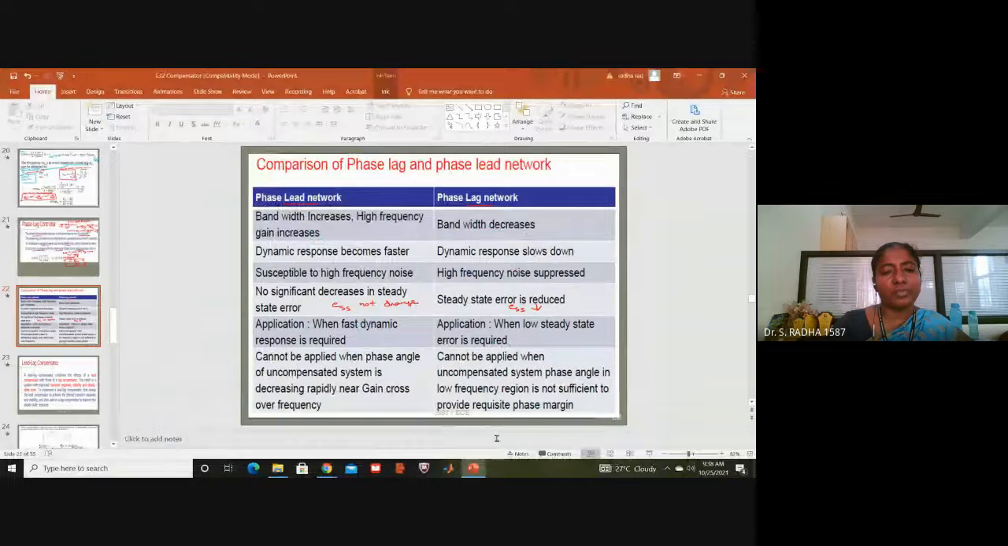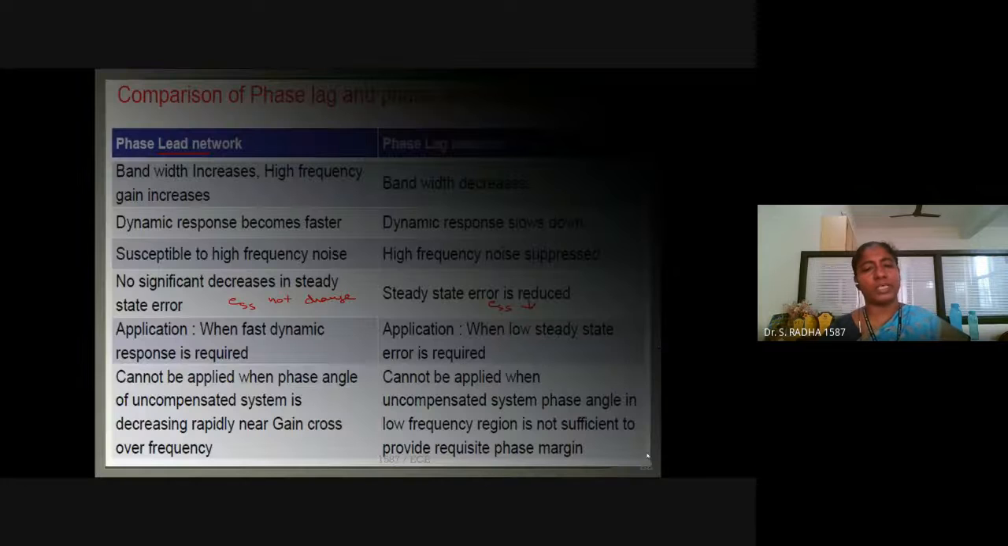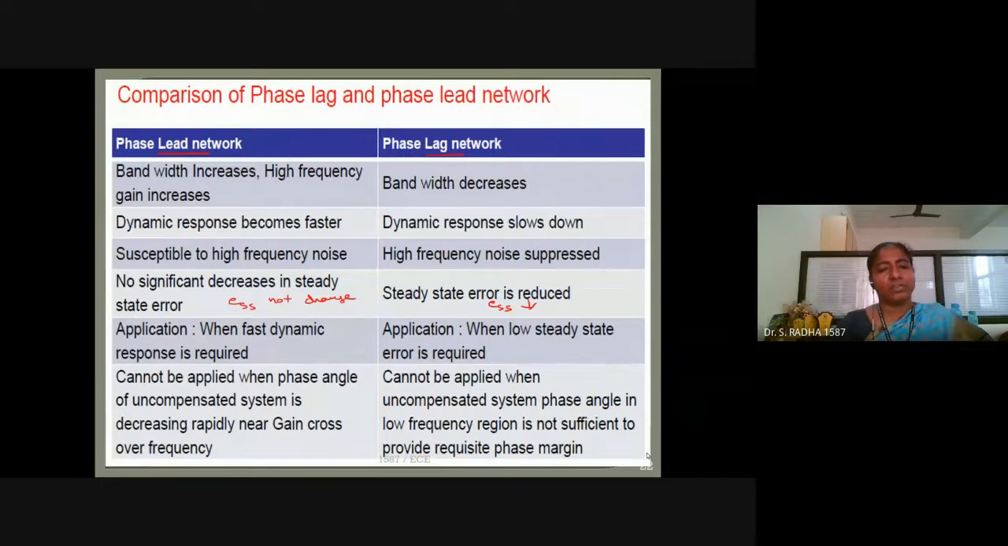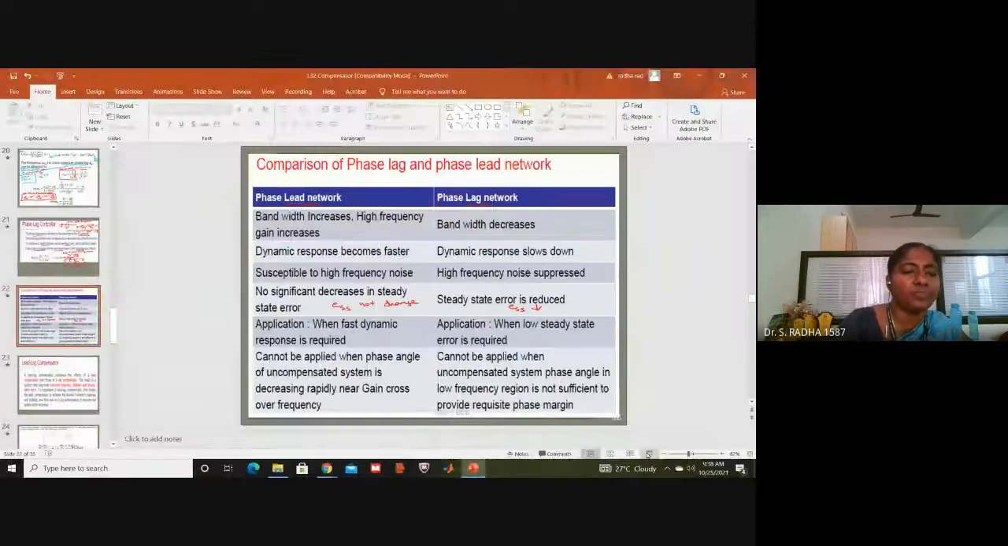It cannot be applied to an uncompensated system, and the phase angle of an uncompensated system decreases rapidly near the gain crossover frequency. Whichever is easy for you, you can just remember. Next, we can go with the lead-lag compensator.